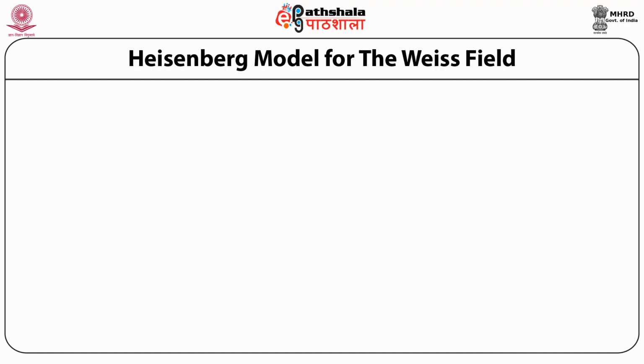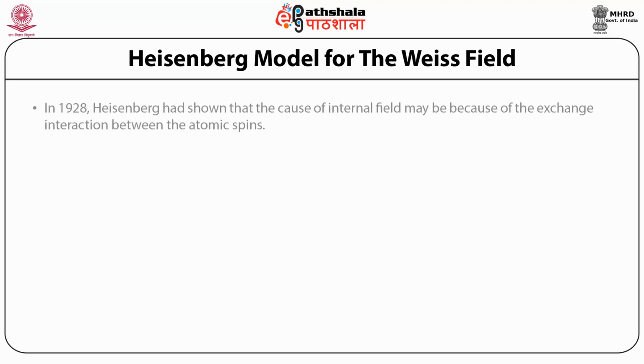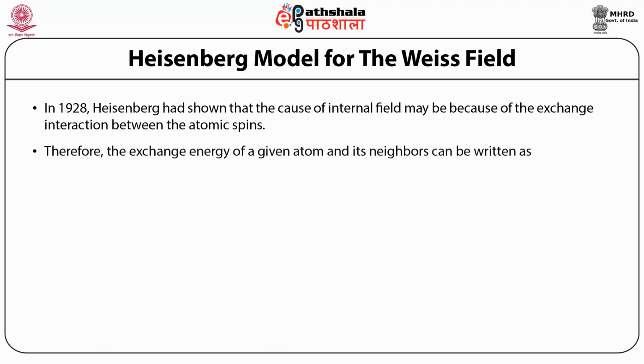That is the Heisenberg model for the Weiss field. In 1928, Heisenberg showed that the cause of the internal field may be the exchange interaction between atomic spins. Therefore, the exchange energy of a given atom and its neighbors can be written as U equal to minus 2 J_E summation S_i dot S_j. This J_E is the exchange integral, which is linked with two neighboring spins.